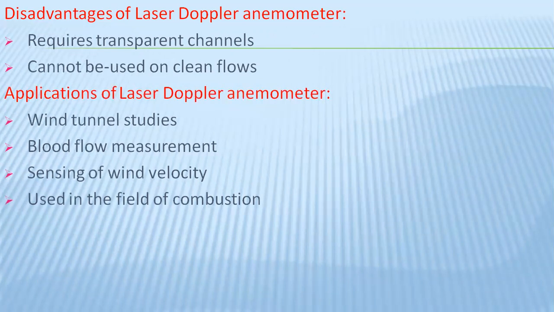And what are the applications of these laser Doppler anemometers? Where do we use these LDA instruments? Wind tunnel studies, blood flow measurement, and sensing of wind velocity, used in the field of combustion. In these different areas, LDA equipment is used to measure the flow rate.